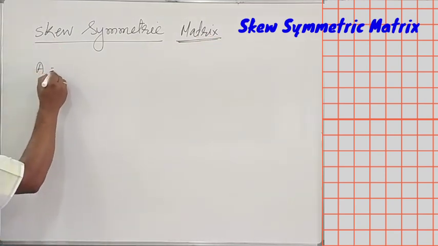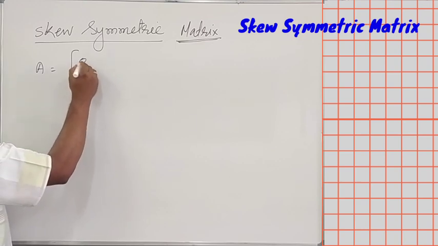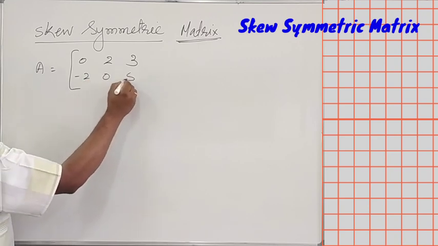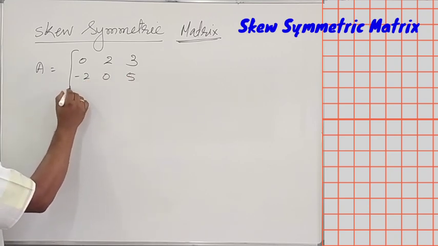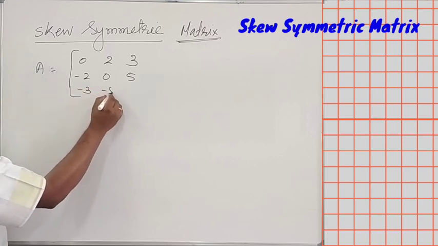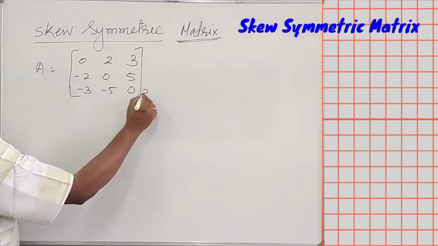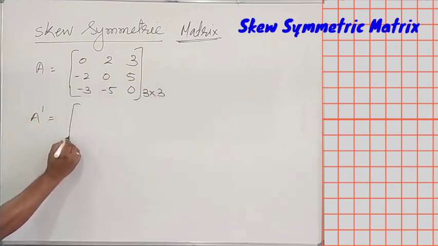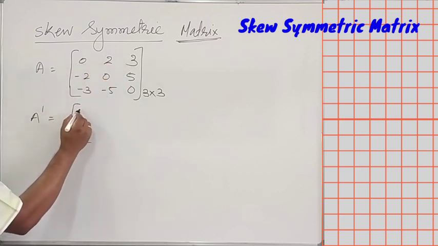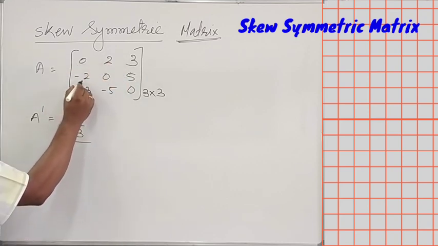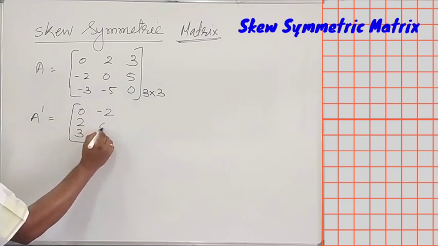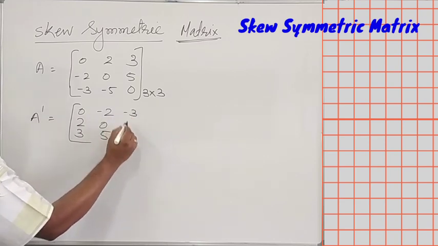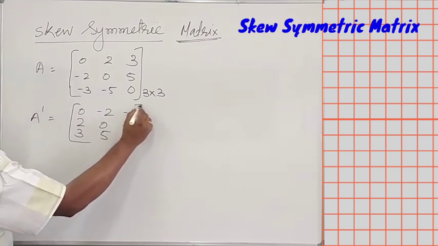Let A be the matrix with rows 0, 2, 3; minus 2, 0, 5; minus 3, minus 5, 0. That's of order 3 by 3. We find the A transpose, and A transpose is equal to 0, 2, 3, that will be the first column. Minus 2, 0, 5, second column. Minus 3, minus 5, 0, that's the third column.